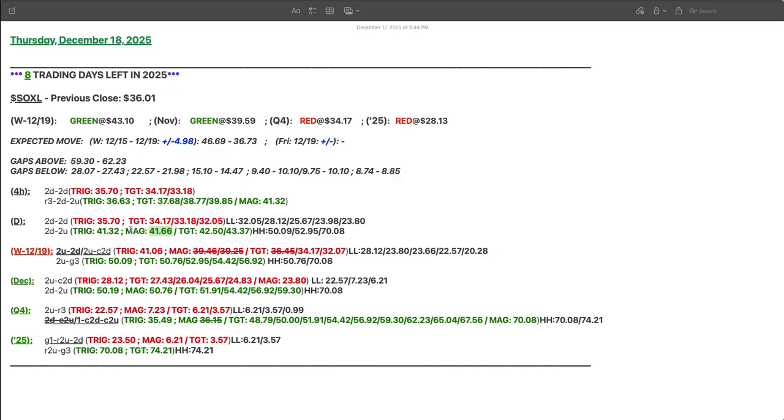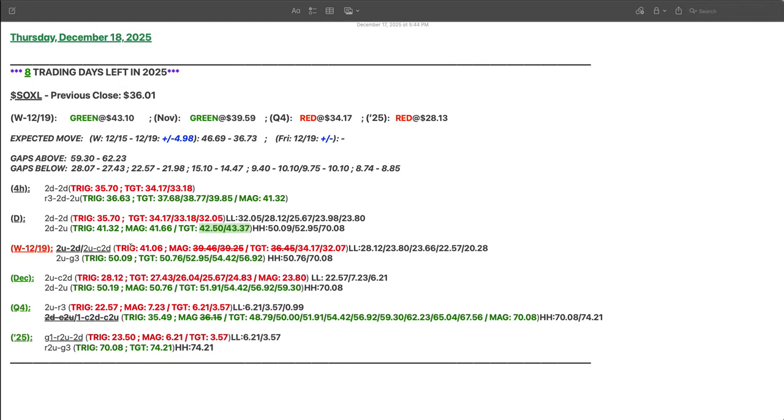There's not a lot of magnitude on that move though, right? It triggers at 41.32. Magnitude is 41.66. So we did go ahead and list out some extended targets for you as well.